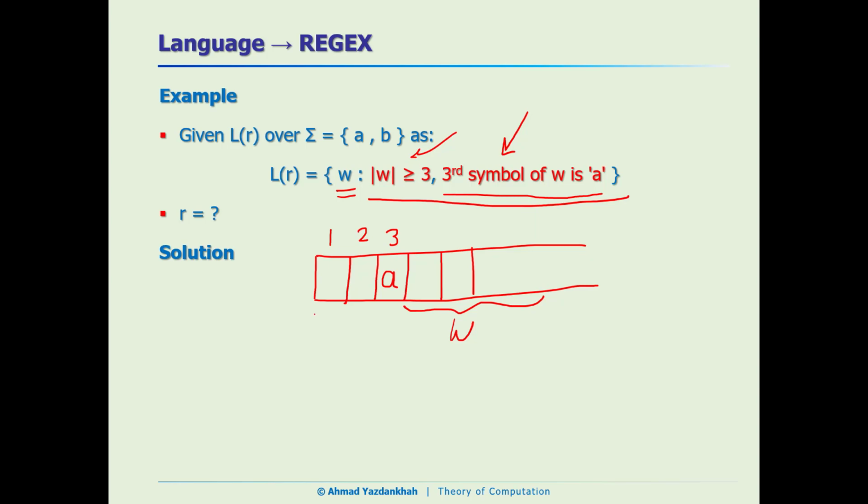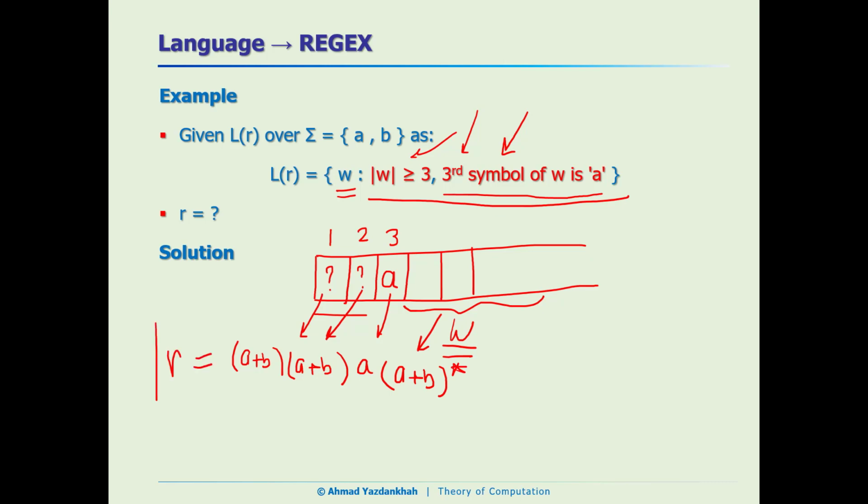How about the first two? It doesn't say anything, so it means that we can have something here and something here. But what can we have here for the first symbol? We can have A or B. How about the second one? The same thing, A or B. The third one is A, and after the A, we can have anything, and we already know that it means (A+B)*. The regex for this language will be this.